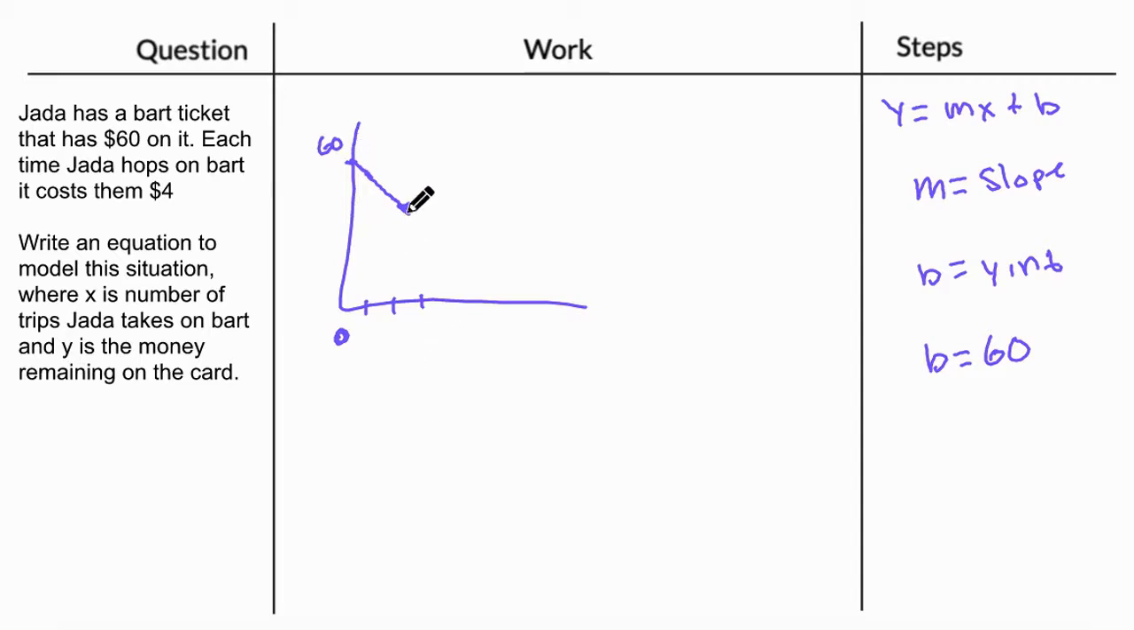And if we look at this makeshift graph we just created, we see that it has a negative slope. So m here is not going to be 4, it's going to be negative 4, because we see that each time we hop on BART, the amount of money is going down, not up. So once we figured out that the slope is negative 4 and the y-intercept is $60, our equation's pretty simple at that point. We just plug in our numbers, which tell us that y equals negative 4x plus 60.